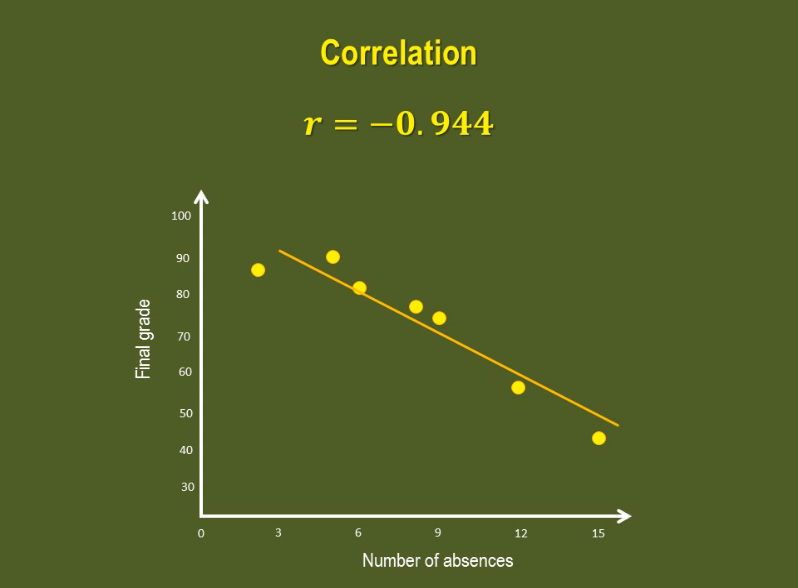Now, of course, the question to ask is this value of -0.944 significant? In other words, considering the number of values, is this value far enough from 0 and close enough to -1 so that there truly is a relationship between both variables? We'll find out in the next video.